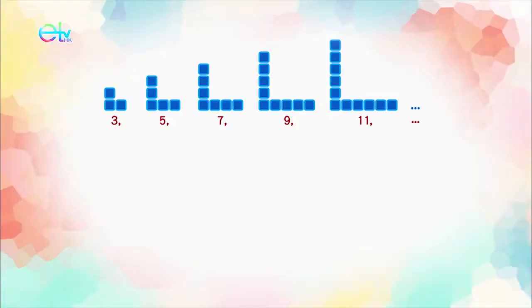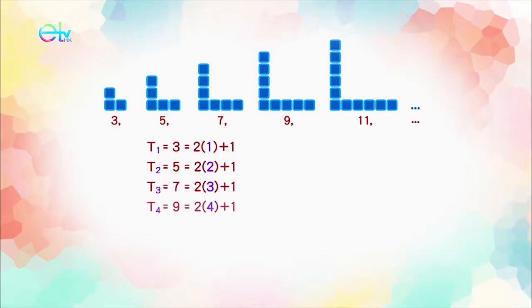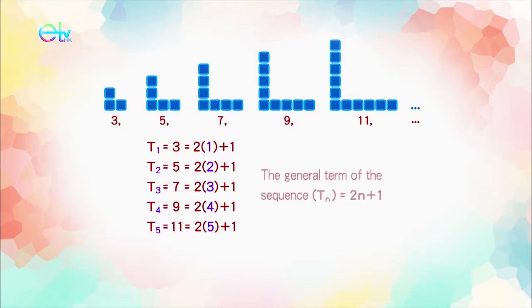Let me try to work out the general term of the sequence for this group of figures. The first term, T1, is 3, that is 2 times 1 plus 1. The second term, T2, is 5, that is 2 times 2 plus 1. The fifth term, T5, is 11, that is 2 times 5 plus 1. According to the pattern of T1 to T5, we know that the general term Tn is 2 times n plus 1, that is 2n plus 1.